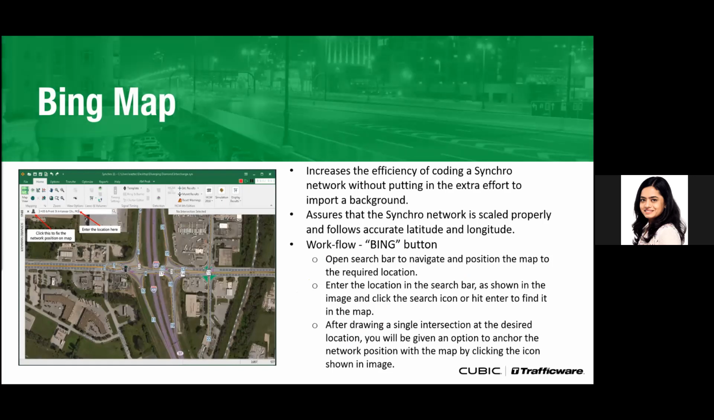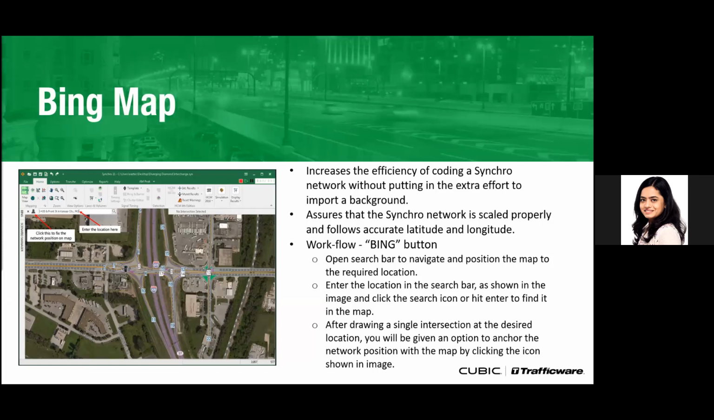When you have a Bing map as a background image, it actually increases the efficiency of coding without putting any extra effort into importing a background. So you already have the background. You don't need to go through any extra steps to import a background. It also makes sure that your network is scaled properly and follows the accurate latitude and longitude. That means you don't need to care at all about the scaling or whether it's a proper lat long. Everything is ready for you. You just open it up, you draw your network, you anchor it properly, you are good to go, okay?